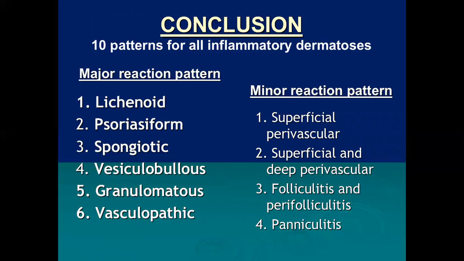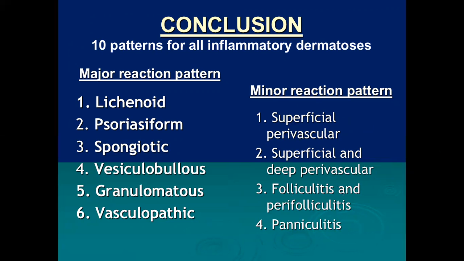So I would like to conclude here that there are 10 patterns of inflammatory dermatosis, and these patterns cover all the inflammatory dermatosis. 80% of the inflammatory dermatosis will lie in these major tissue reaction patterns, which are the lichenoid or interface dermatosis, psoriasiform dermatosis, spongiotic dermatosis, vesiculobullous dermatosis, granulomatous, and vasculopathic. And 20% of inflammatory infiltrate will fall in these minor reaction patterns, which are either superficial perivascular infiltrate, superficial and deep perivascular infiltrate, folliculitis and perifolliculitis, and panniculitis.